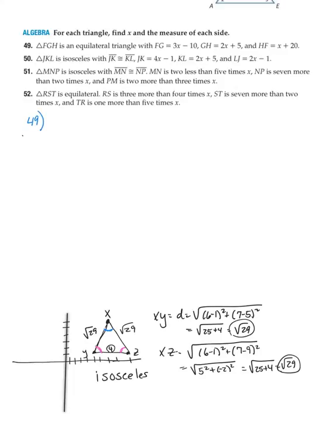49. Triangle FGH is an equilateral triangle. FG is 3x minus 10. GH is 2x plus 5. HF is x plus 20. We have to find x and the measure of each side. So let's just set two of our equal sides equal. X is 15. So if I plug in 15 all the way around, I'm going to get 35s all the way around. So each side is 35.